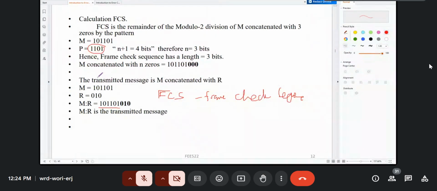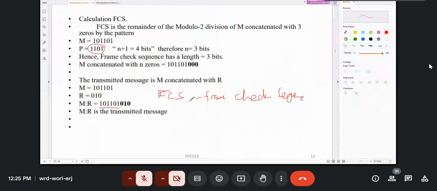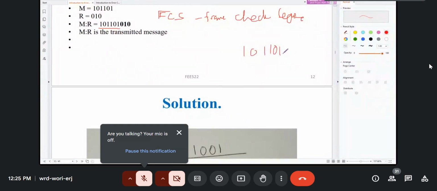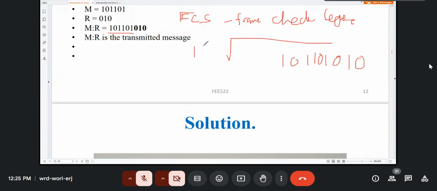So the receiver is going to take what it has received. It has no idea what it is. Whatever it has received, it carries out the same operation, the long division. Let's see what we are going to get. So now we have 1 0 1 1 0 1 0 1 0. This is what we have added. This was the original message, and we divide with the same 1 1 0 1.